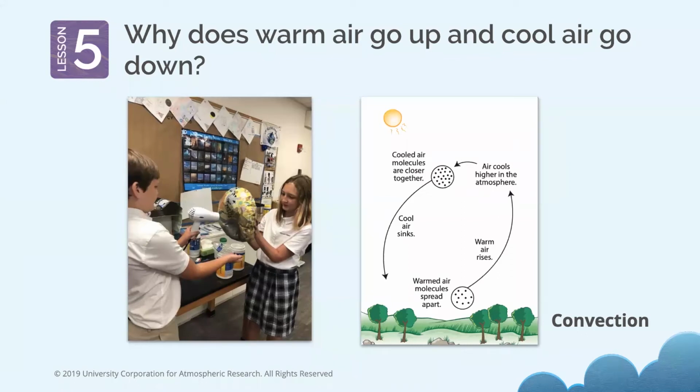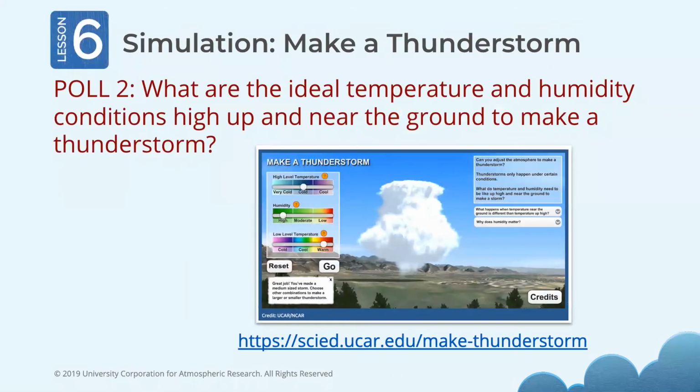Lots of us know that warm air rises and cold air sinks, but this series of lessons allows students to really explain why that is, that air behaves in these ways. And then we'll go on to a simulation of making a thunderstorm, a way to apply all of our learning about what's causing a storm to form to see if we can make an ideal thunderstorm.